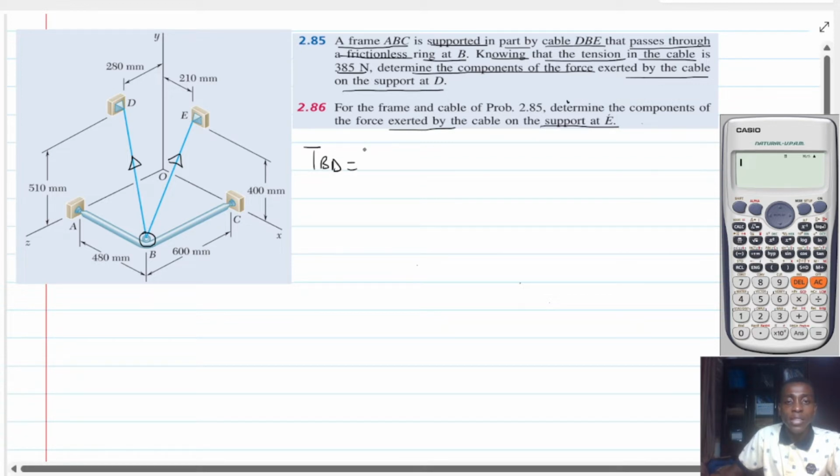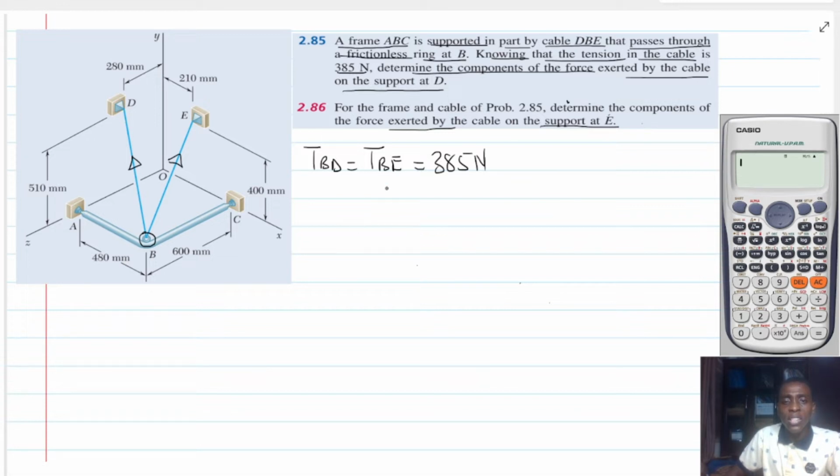There are cables here, and this cable is passing through a ring at point B. These cables are preventing this from falling, and so there must be some tension in this cable. As a matter of fact, the tension in cable BD is the same as that of cable BE, and it is given by 385 newtons. This is the scalar, the magnitude, let me put it that way.